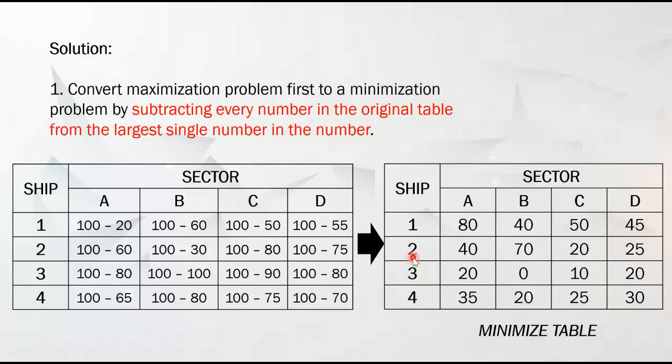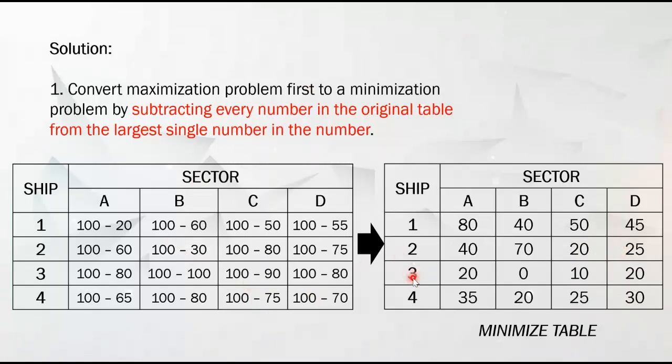On the second row, the least number is 20. So we will have to subtract 20 from the rest of the numbers in that row. So 40 minus 20, 70 minus 20, 20 minus 20, 25 minus 20.